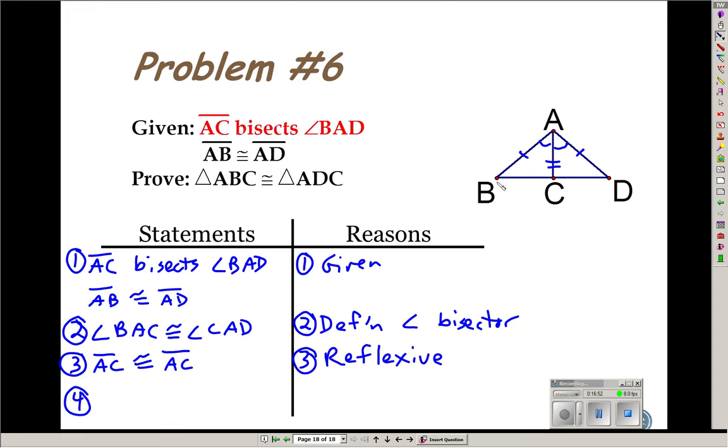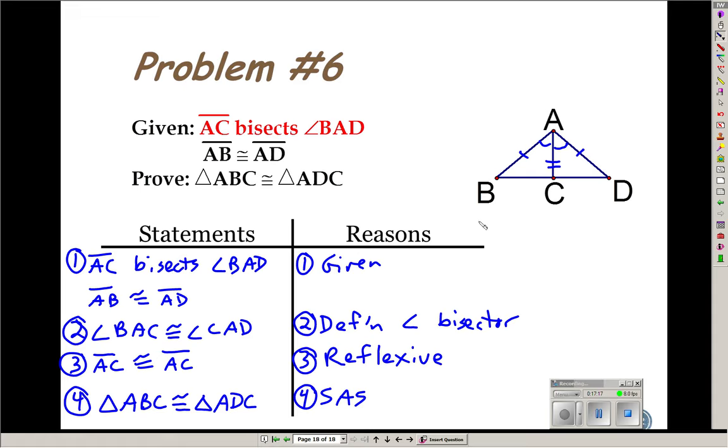Now I've got a pair of sides, a pair of angles, a pair of sides. This is two sides with the included angle. I have side, angle, side. So the triangles are now congruent. Triangle ABC is congruent to triangle ADC because of side, angle, side.